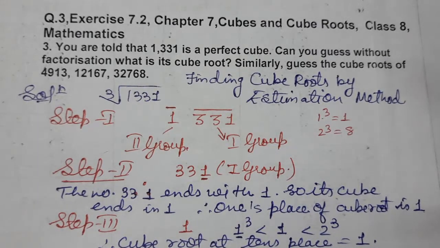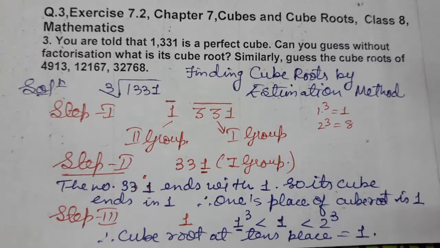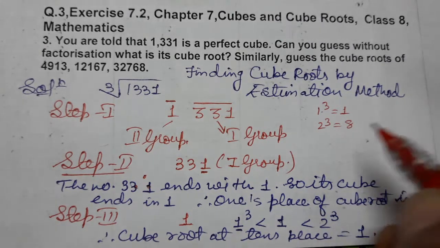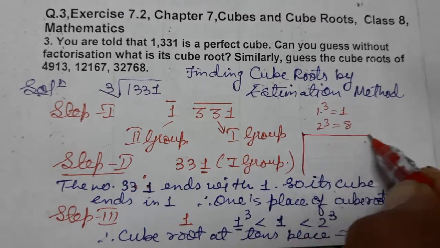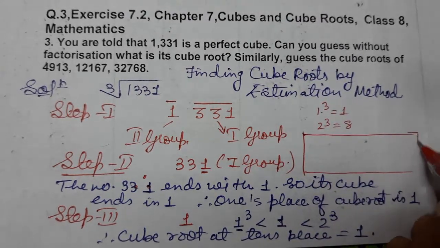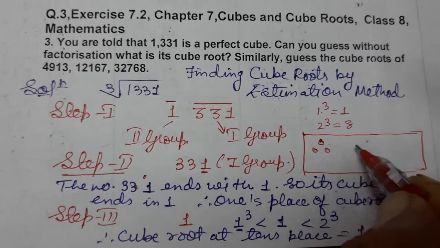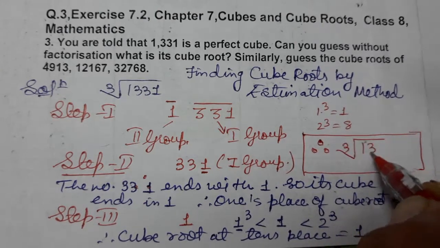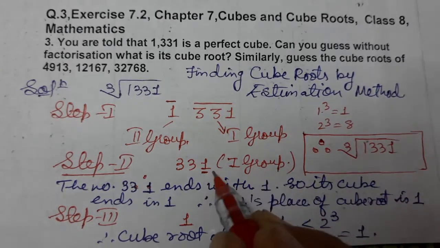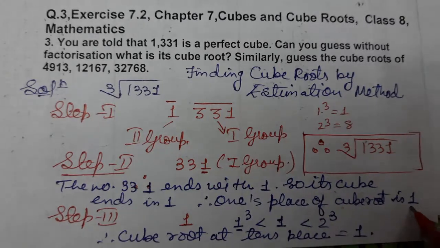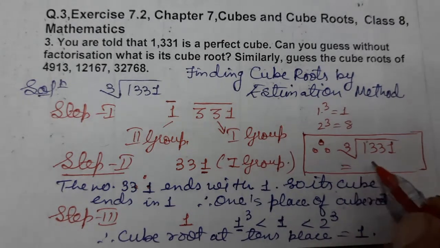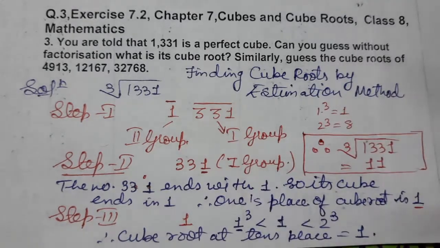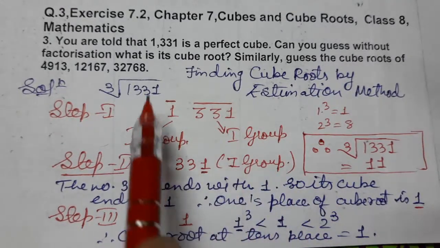Now finally we can write what will be the cube root of the given number. Therefore, here I am writing the answer of this question. Therefore the cube root of 1331: the ones place is 1, and the tens place is also 1. So 11. So next one we'll do now.